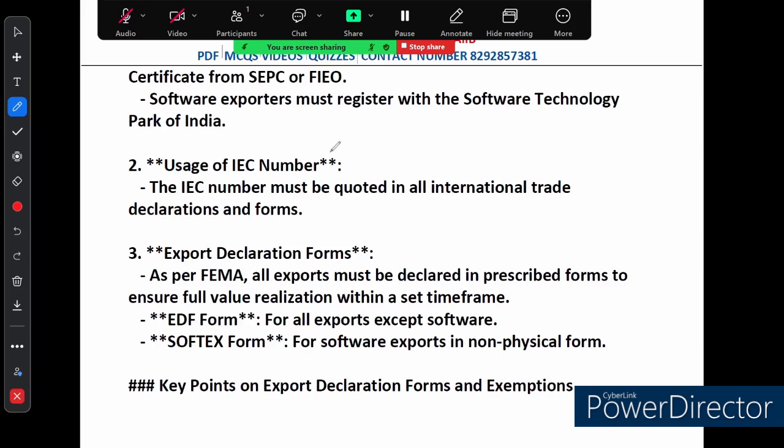So every time you make an international trade declaration or fill out a form, make sure your IEC is mentioned, right? Now next comes export declaration forms. So keeping it legal, let's talk about the export declaration form.